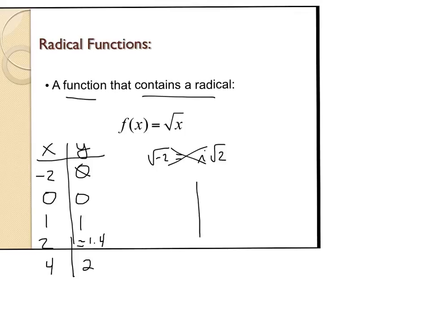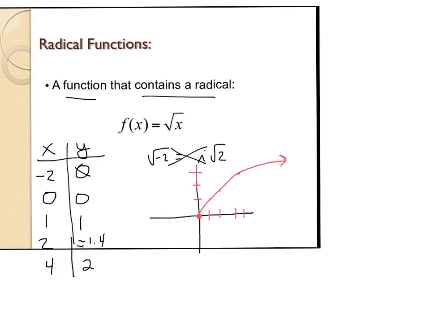So what happens with our graph as we plot these points is we have 0, and then at 1 we have 1, at 2 we have 1.4, at 4 we have 2. So we're going to see this slow growth, and it kind of looks like it tops off, but it will go to positive infinity, but it just takes a very long time to get there.